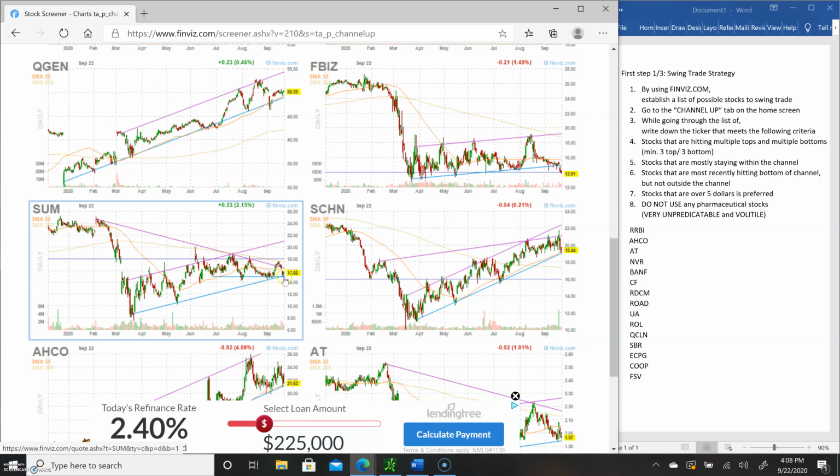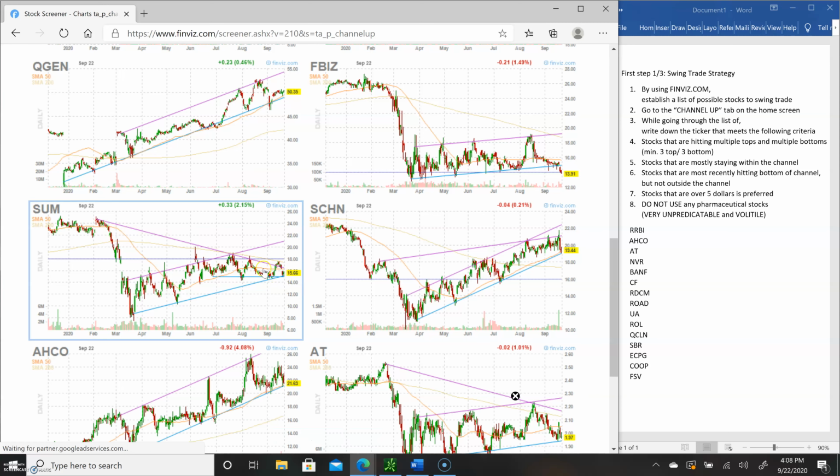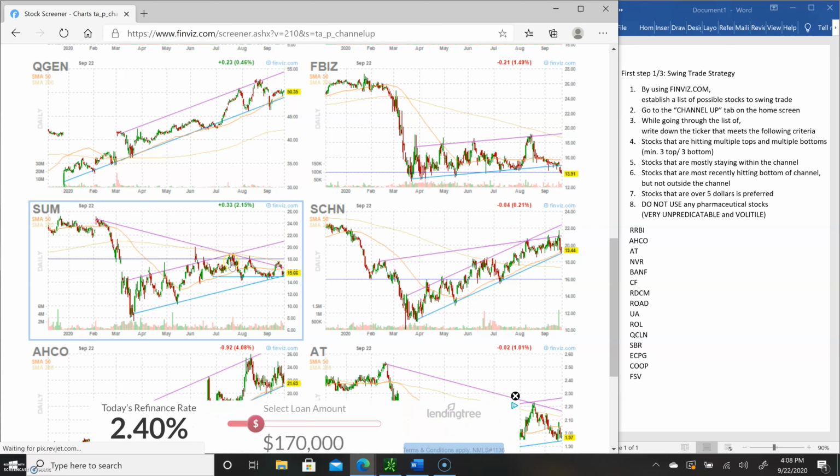SUM, here it's in the bottom right corner, but in the last 3 months it has a separate channel going straight to the right. We don't really want to mess with that because it's not giving us a good sign that it's going to hit the top of this channel. So we're going to skip over that one.